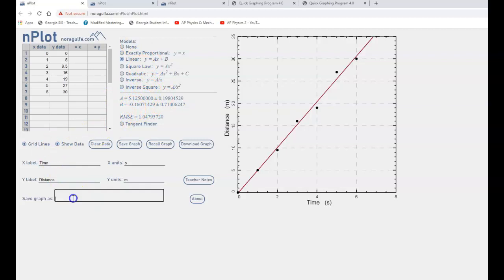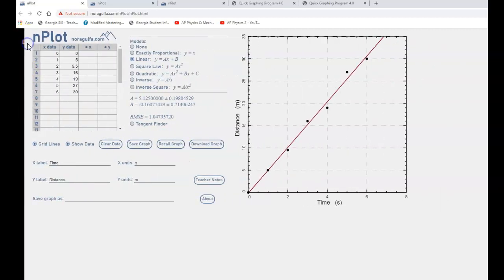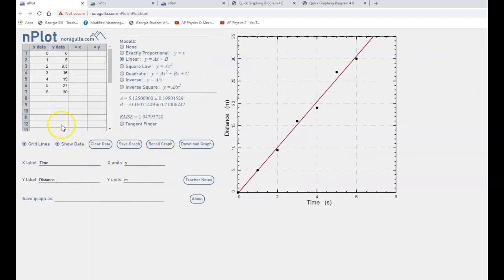If we want to save the graph, we put in d versus t. And I like this one because it saves it actually on your device. And so you can find it and pull it up. So if you want to recall your graph, here's that graph. So you can save them, and then you can recall them. You can pull graphs up.